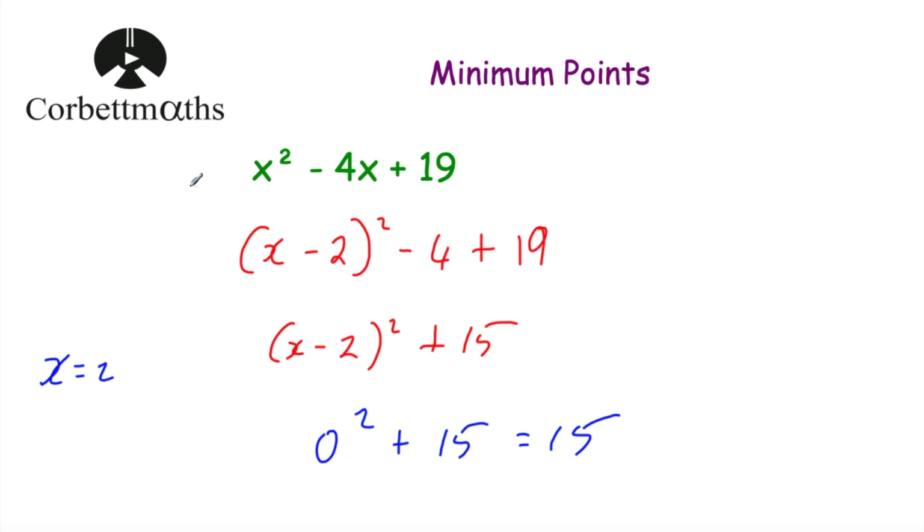And that's it. So in this Corbettmaths video, we've looked at the GCSE Further Maths topic of completing the square and how to find the minimum values of functions using completing the square and the values of x at which they occur, and also how to find the minimum points of graphs, those quadratic graphs, where it's a U-shaped parabola, and how to use completing the square to find the coordinates of those minimum points.